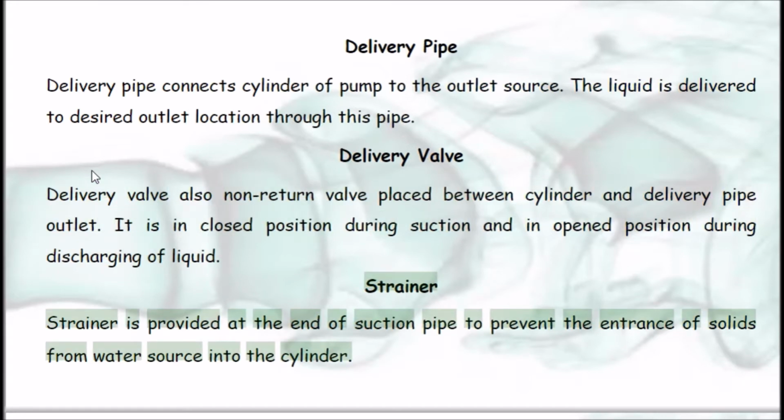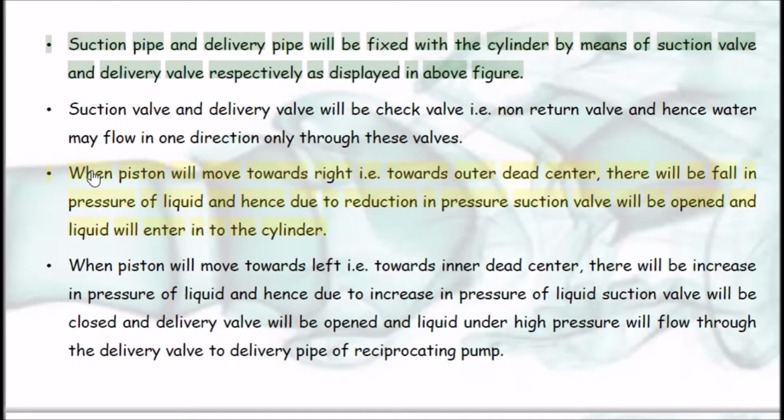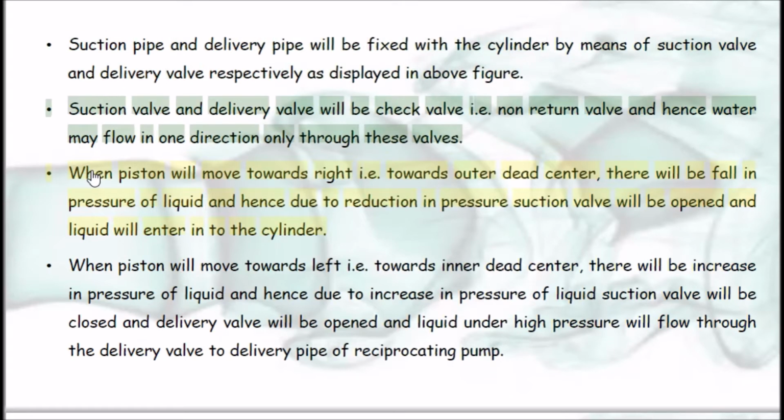Strainer. Strainer is provided at the end of suction pipe to prevent the entrance of solids from water source into the cylinder. Suction pipe and delivery pipe will be fixed with the cylinder by means of suction valve and delivery valve respectively, as displayed in the above figure. Suction valve and delivery valve will be check valves, i.e. non-return valves, and hence water may flow in one direction only through these valves.